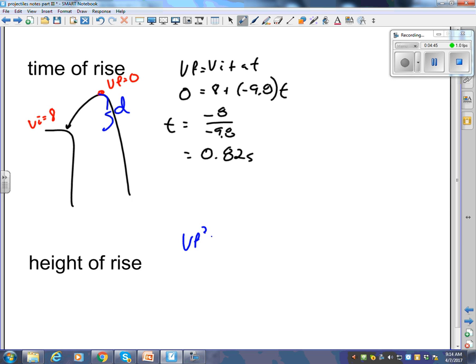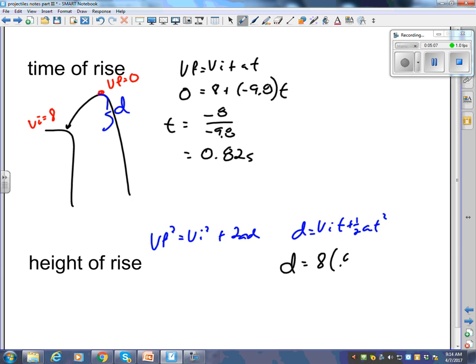You can go VF squared equals VI squared plus 2AD, or you can go D equals VIT plus 1/2 AT squared. I kind of prefer the second way, because I've got it written as d equals, so that's what I'm solving for. I don't have to rearrange anything. Initial vertical component is our 8 times 0.82 seconds plus 1/2 of minus 9.8 times 0.82 squared.